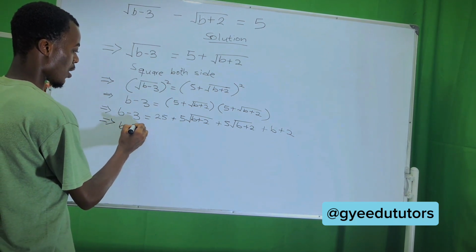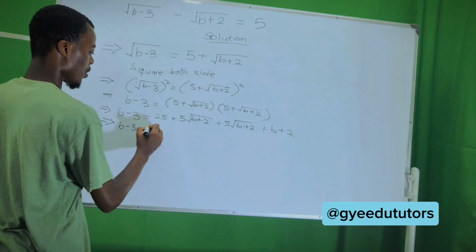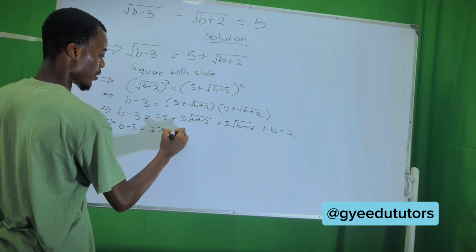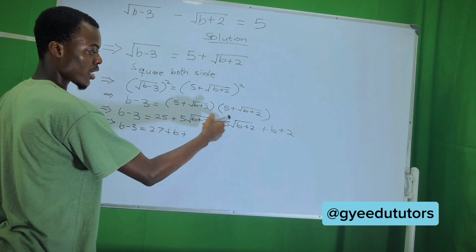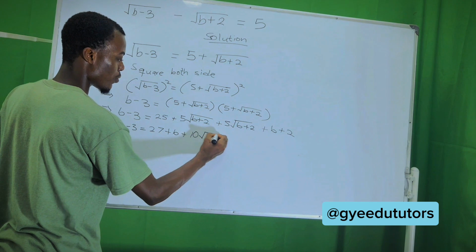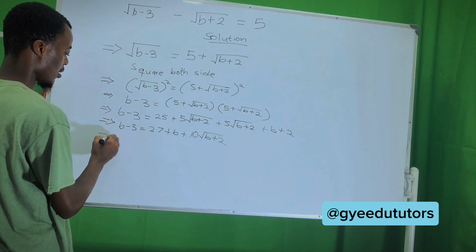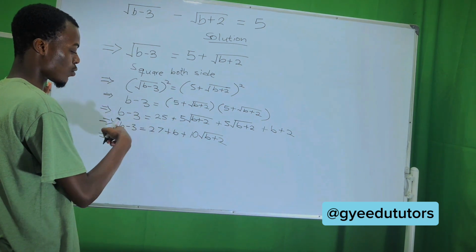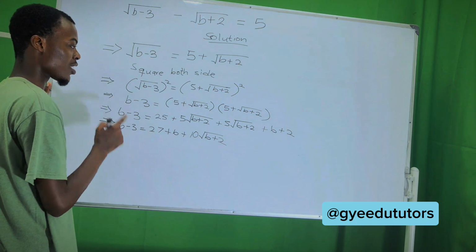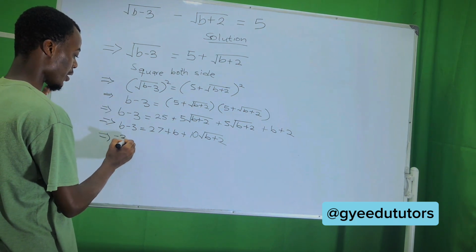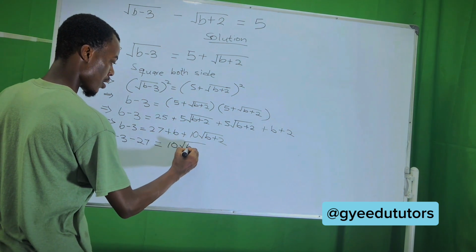When you get to this side, you can do like this. So now we have 25 plus b plus 2, so now we have 27 plus b. These are the same root, so you can add them, getting what? 10 root of b plus 2. So now we move this one to the other side. This is b at the positive side. If it goes to the other side, it becomes minus b. And b minus b is what? 0. So now we have minus 3 minus 27, which is equal to 10 root of b plus 2.